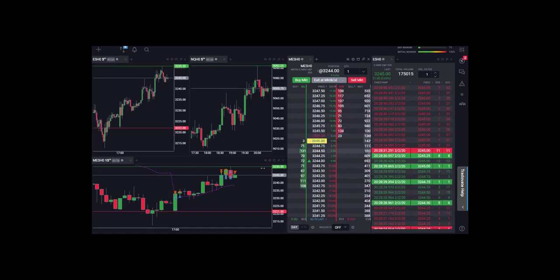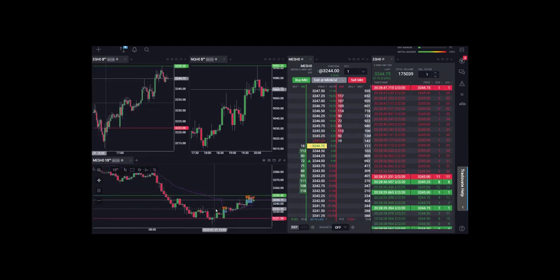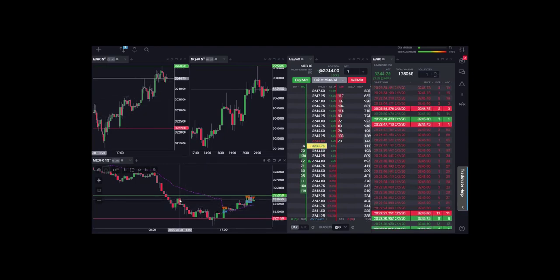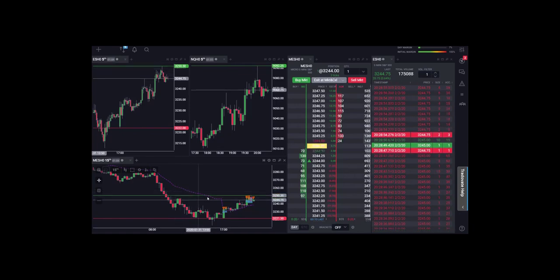And if we back up and kind of look at things here in the 15-minute, you can see we're still pressing against these pivots from last week, right? So we'll just have to see how it goes. I'm going to pause it here again.